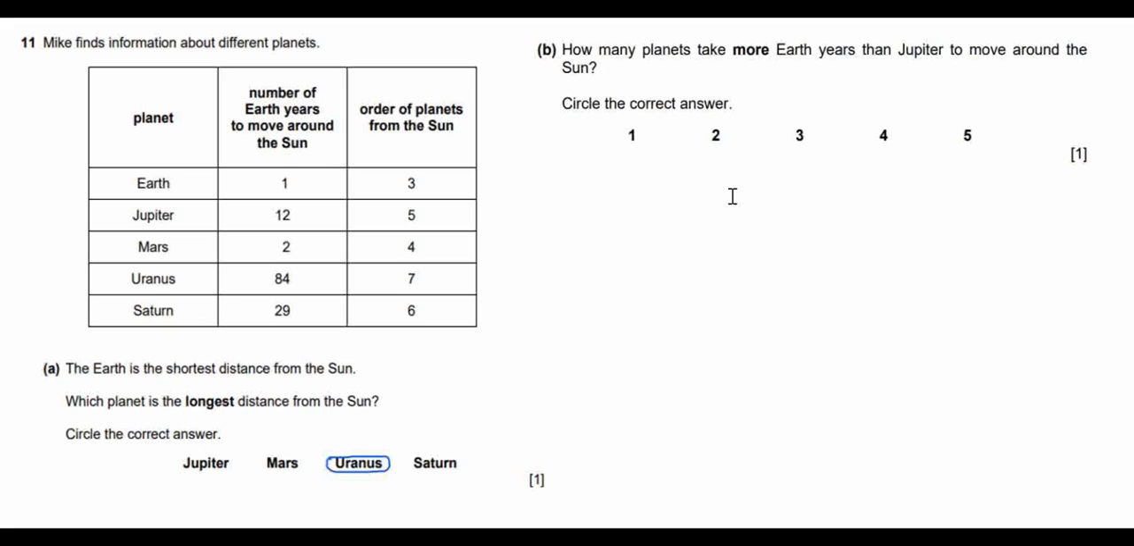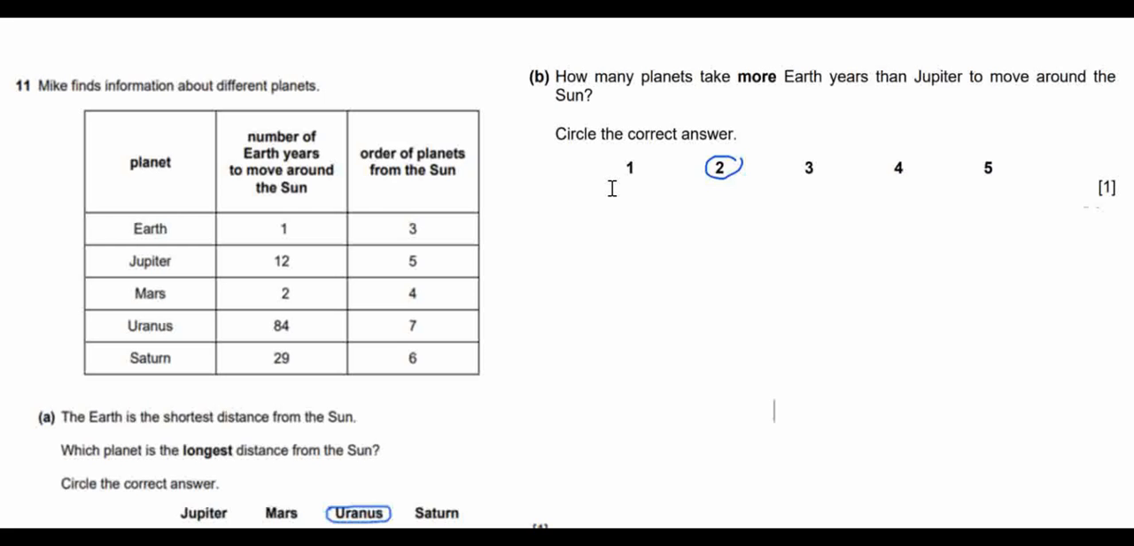Okay, let's open up the answer. Is it 1, 2, 3, 4, or 5? So it's 2. Which planets take more Earth years than Jupiter? Jupiter is 12. Greater than 12 are 84 and 29. So there are 2 planets that take longer to move around the Sun. So the answer is 2.